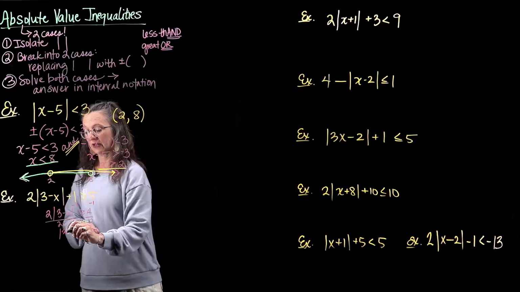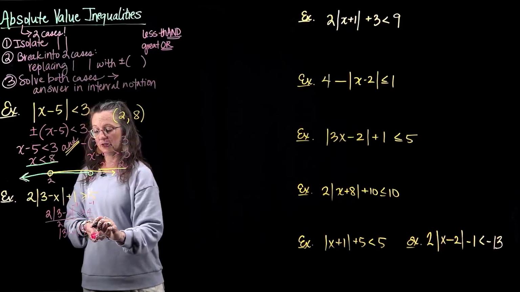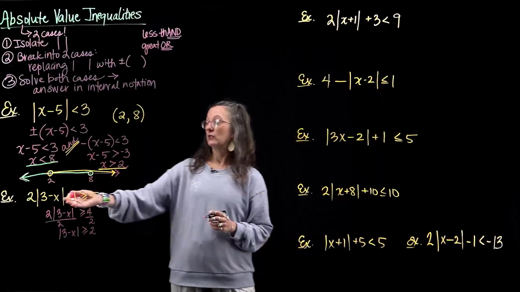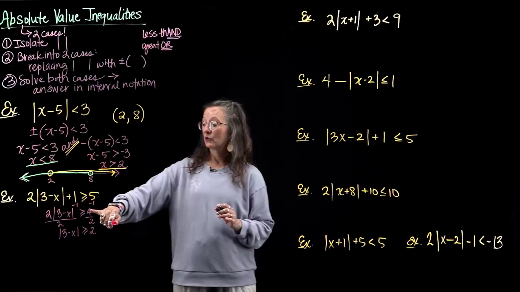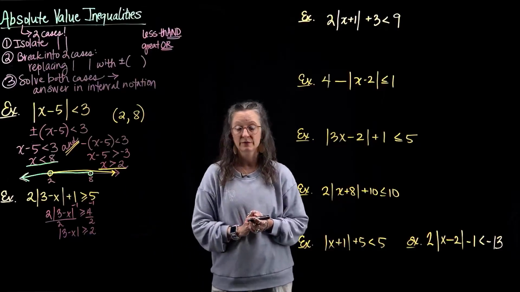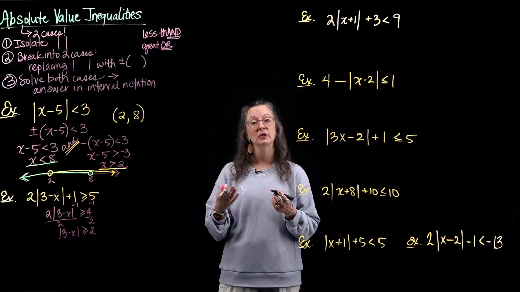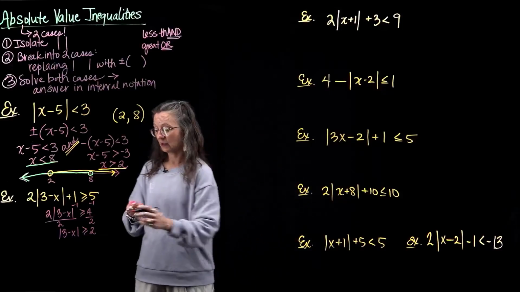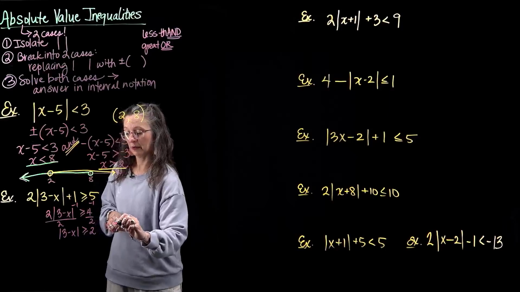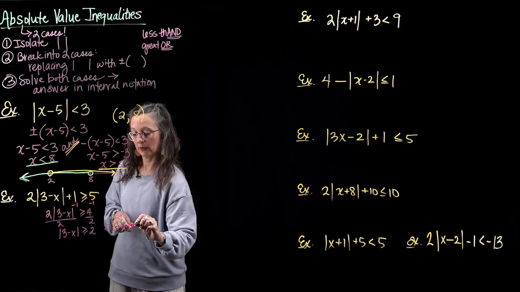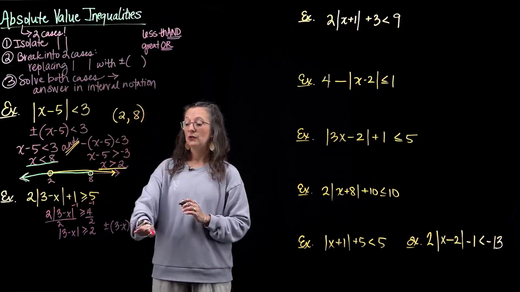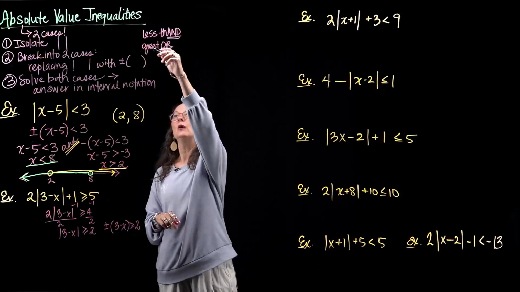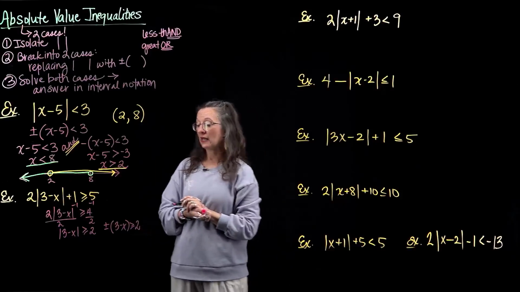So I have absolute value of 3 minus x is greater than or equal to 2. Now, notice I divided by a positive number, so the inequality stays just as it is. It only flips if I divide or multiply by a negative number. All right, let's go to our 2 cases. So this would be plus and minus, parentheses, 3 minus x, greater than or equal to 2. Notice we have a greater. So we are going to write the word or between our 2 cases.